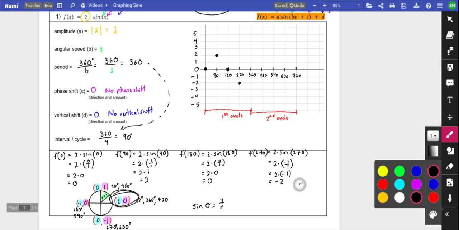We then do f of 360, which is going to be the same thing as f of 0 because we do a full turn. And f of 0 was 2 times sine of 0. I'm going to put it as 360, but it's the same thing. 2 times 0 over 1, which is equal to 0. And we have just completed one cycle of the sine function.